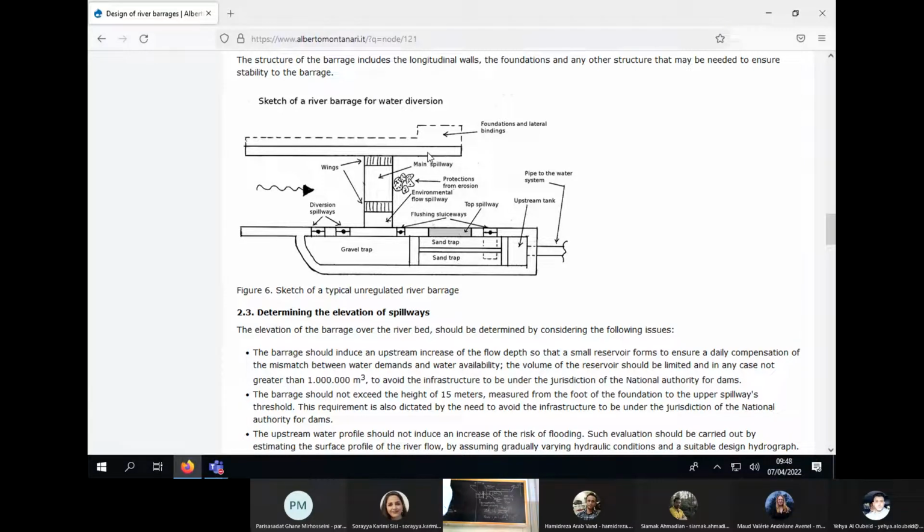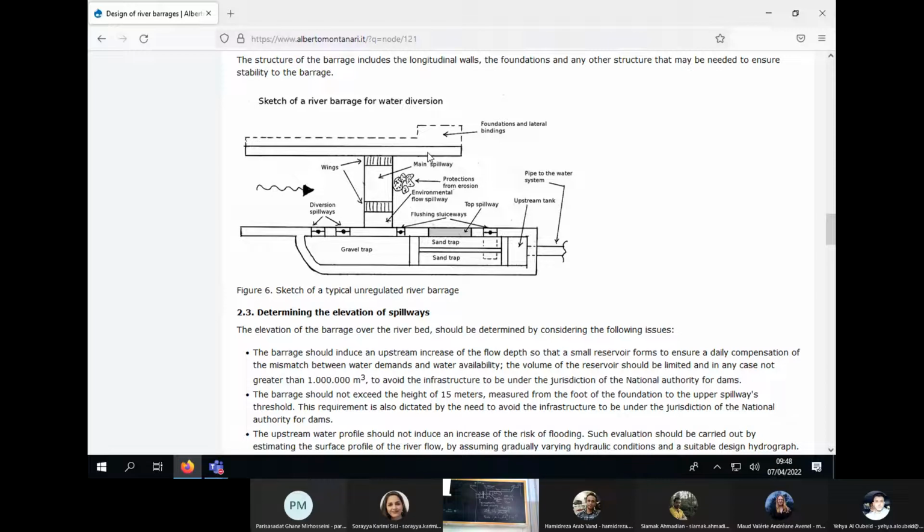In order to apply for the permission, you are required to make a preliminary design. It's not a very detailed design. You have just to estimate the design flow, to estimate the main behaviors of the spillway and their elevation. You have to make an assessment of the impact in terms of flood risk, but it's not a very detailed design. So that is for the preliminary design, and then once you got the permission, you go with the final design, and the final design includes all the details.